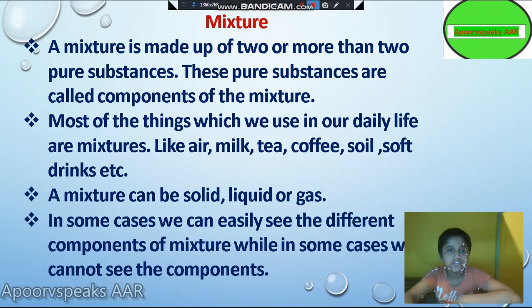Mixture. A mixture is made up of two or more than two pure substances. These pure substances are called components of the mixture. So a mixture is basically something which is made up of two or more substances, because of course you're going to mix something when you have two things like milk and chocolate powder. Similarly, milk plus chocolate powder is equal to a mixture of chocolate milk.